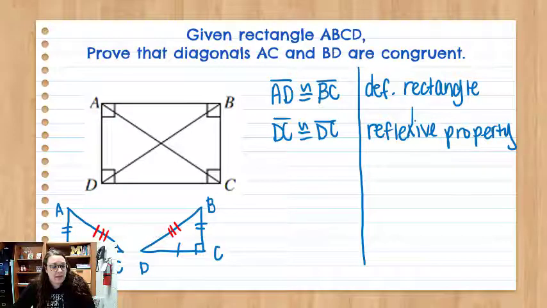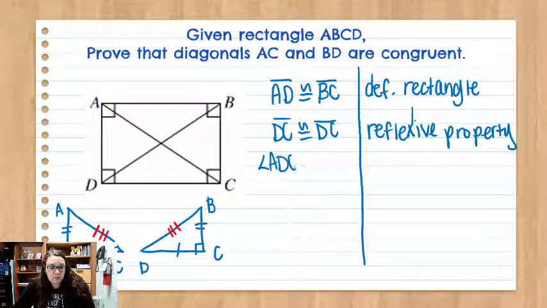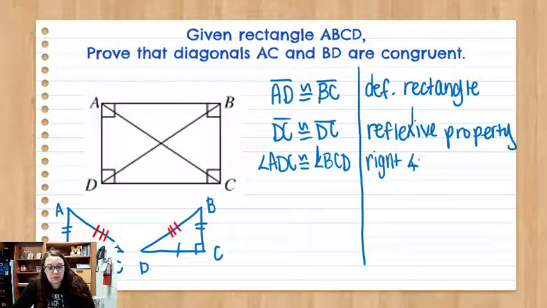All right, next I have these two right angles, so I can say angle ADC is congruent to angle BCD. And those are congruent because they're both right angles. So right angles are congruent to themselves. I'm just going to put RT for right.